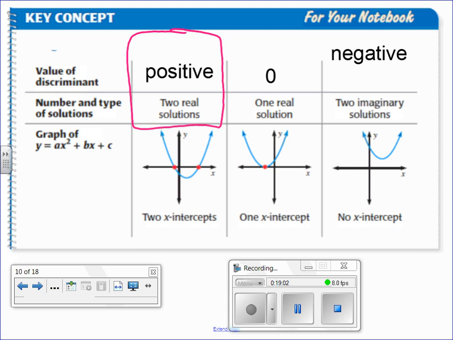If the discriminant is 0, there's 1 real solution. So visually, your parabola would be only touching that axis once. It would look like that. And then if the discriminant is negative, there's 2 imaginary solutions. So basically, the parabola would never, ever touch the graph. So just jot down the information in the pink box. That should be good from this chart.